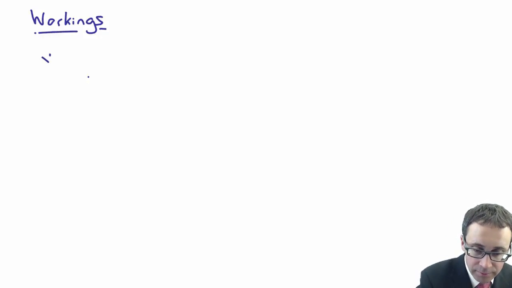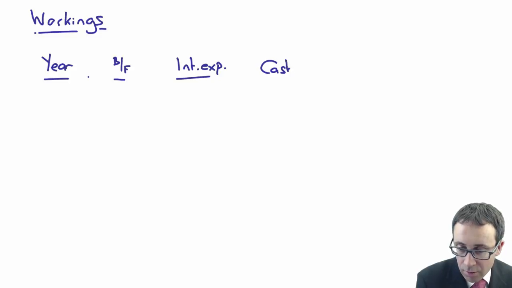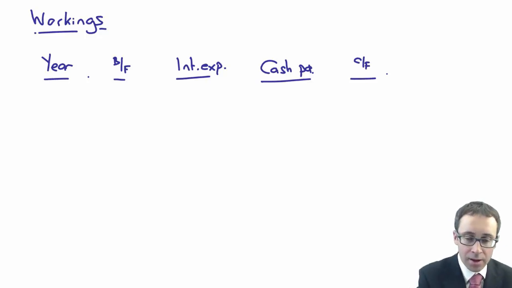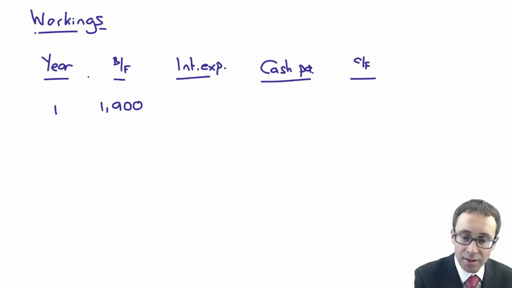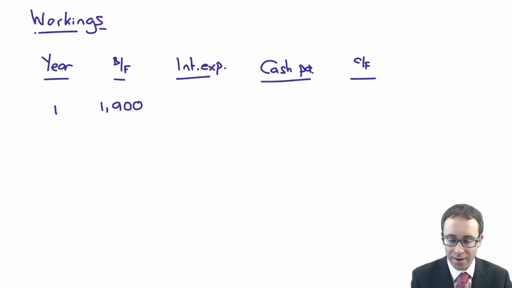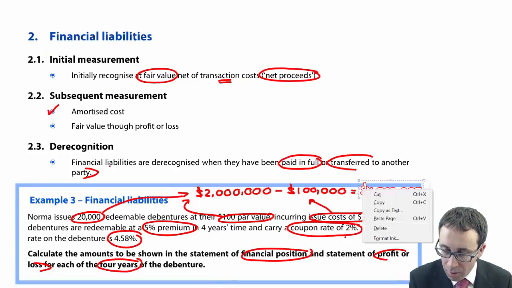So what we've got there, we're going to look at the year. We're going to look at the brought forward. We're going to look at the interest expense. We will look at the cash paid to then give us our carry forward figure. Okay. So year one, remember, it's your net proceeds. So that's 1.9 million. That's quite important, so you don't just bung in the 2 million. It's the net proceeds at 1.9.